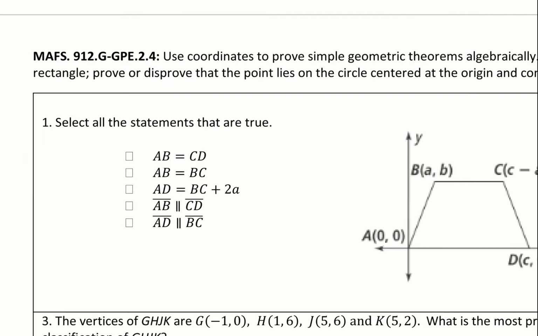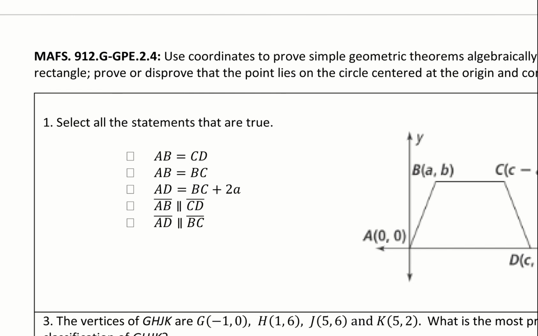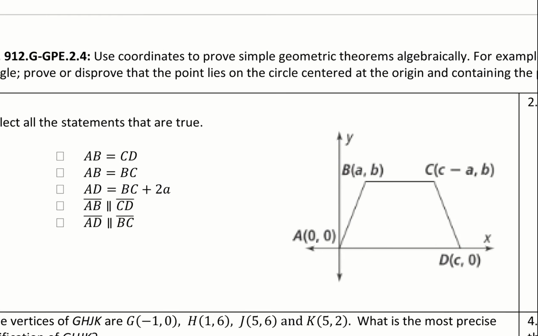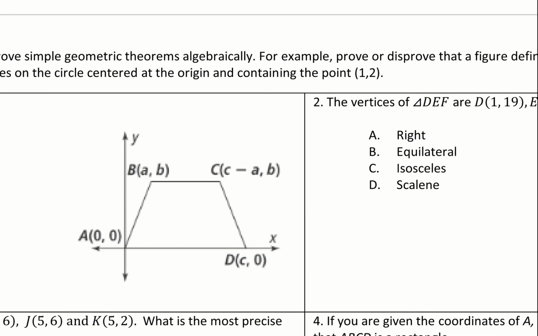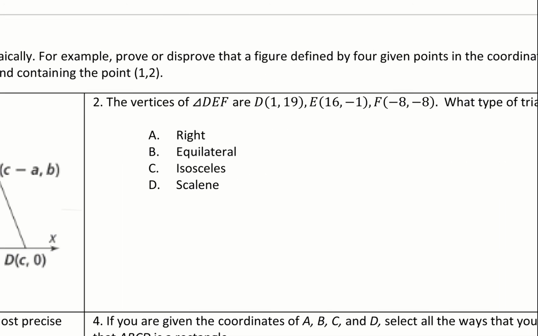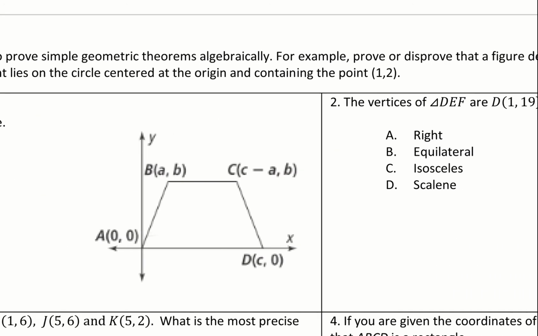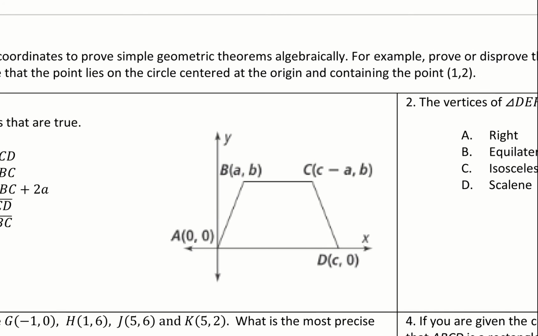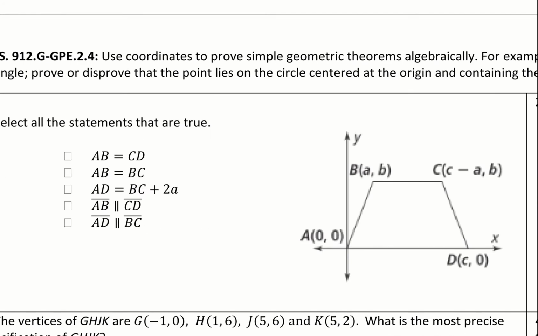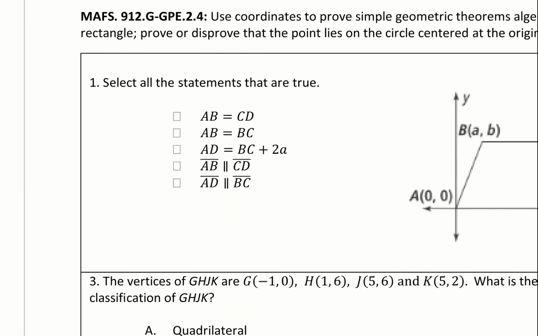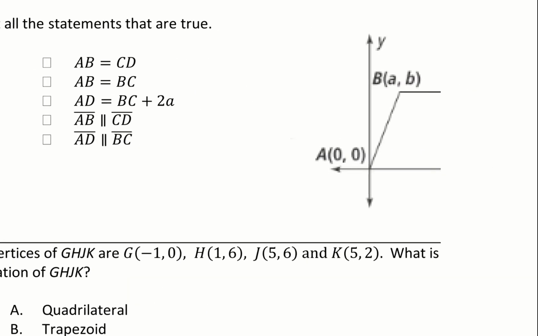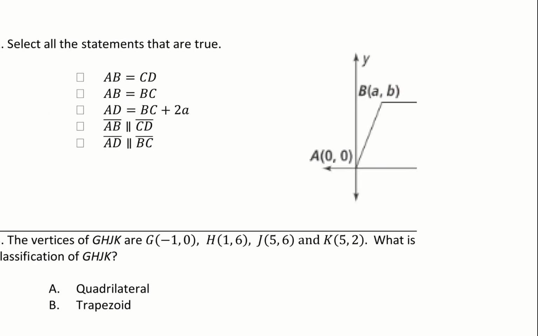All right, so we're done with the circle standard. So the next standard is use coordinates to prove simple geometric theorems algebraically. For example, prove that a figure defined by 4 given points in the coordinate plane is a rectangle. Prove or disprove that the point lies on the circle centered at the origin containing the point (1, 2). So these are just some examples of coordinate proofs. So this is all about coordinate proofs and such, and properties.